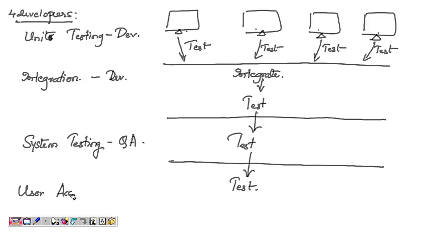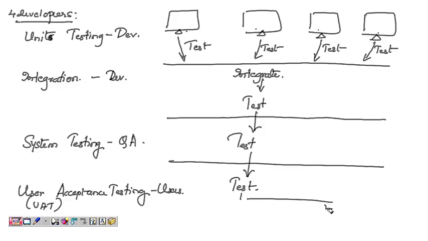User acceptance testing. Who does this? User does this. Or also, in short, we call it a UAT. So users are going to do the testing in order to decide whether to accept the software or not. And there are two kinds of testing here in the user acceptance testing.